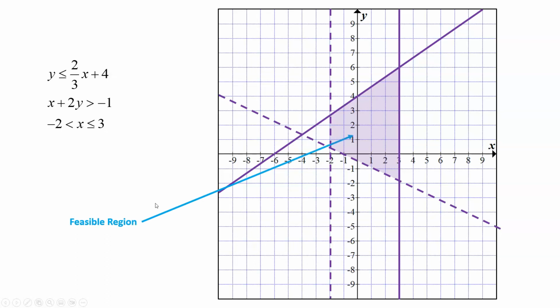One of the things that's usually called is a feasible region. The feasible region represents all ordered pairs that satisfy the system of inequalities.